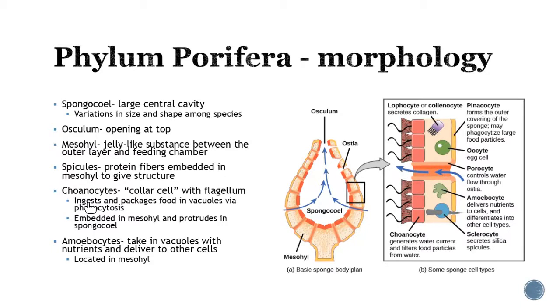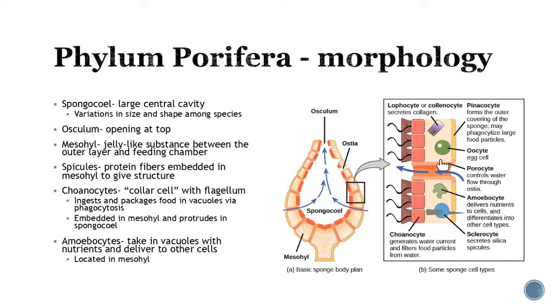And then you're also going to see choanocytes, which are called collar cells, and they're going to have a flagellum. What these do is ingest and package the food into vacuoles via phagocytosis. Remember, that's how we get things in and out of cells. That's the process of absorbing it into the cell so it can be broken down later by digestive enzymes. Now, you're also going to have these amoebocytes, which take in vacuoles and deliver nutrients to the other cells located in the mesohyl. So this is a diagram that talks about some of these different specific cells I was talking about.